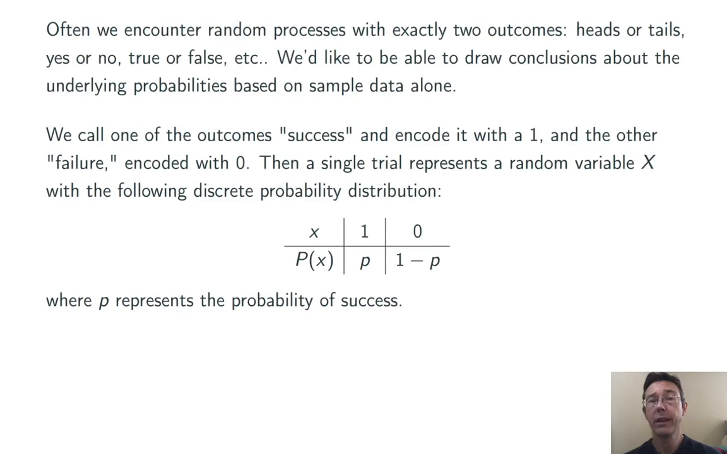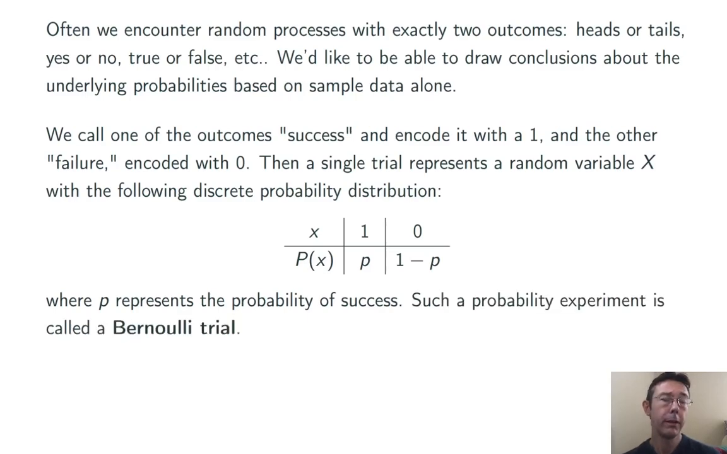Here, success and failure are just technical terms, they're arbitrary choices, they're not intended to be value judgments on the different outcomes. When we encode our variable this way, we have a discrete random variable, let's call it X, with this probability distribution. X can take on two values, 1 and 0, with probabilities p and 1 minus p respectively, where p is just the probability of success. We call a probability experiment like this a Bernoulli trial.